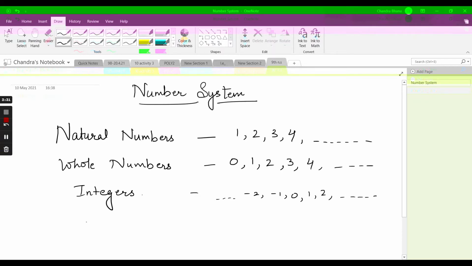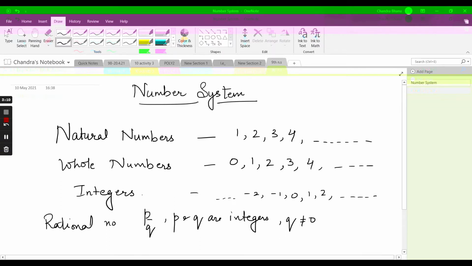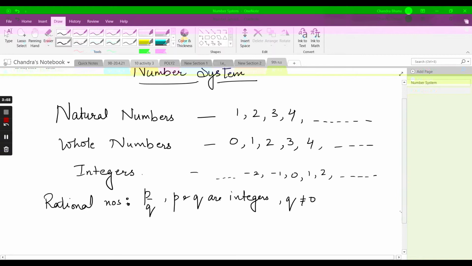Then you were also introduced to some numbers which were of the form p by q, where p and q were integers and q was not equal to 0. We named such numbers rational numbers. This was taught to you in class 7th. So till now you know only these types of numbers: natural numbers, whole numbers, integers, rational numbers.